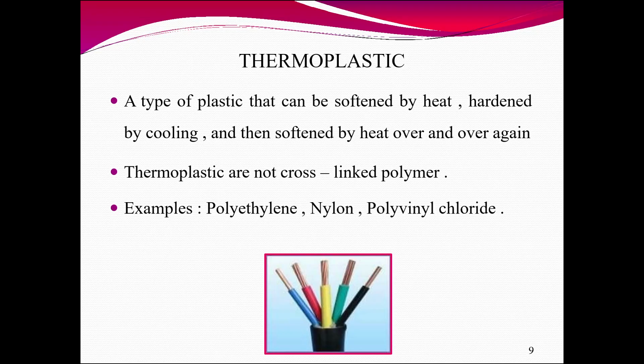And in the case of thermoplastics, it is a type of plastic that can be softened by heat and hardened by cooling and then softened by heat over and over again. These types of plastics are not cross-linked polymers. Examples are polyethylene, nylon and polyvinyl chloride.